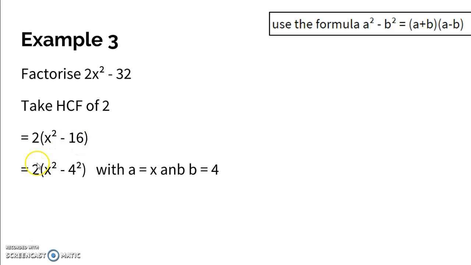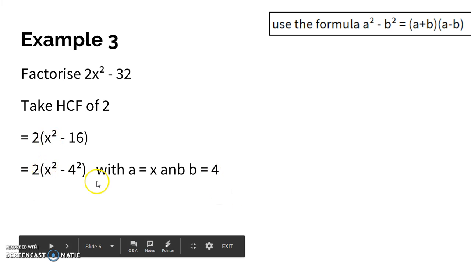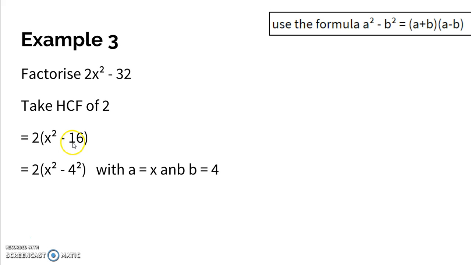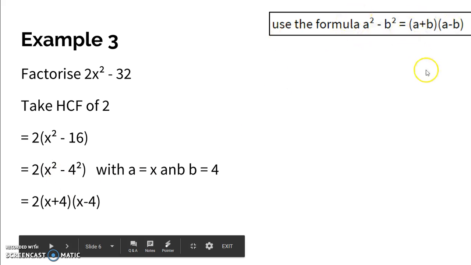In this example, we're going to have a equals x, and the b is going to be 4, because 4 squared gives you the 16 over here, and this is the difference of perfect squares. You have a square number, take away another square number. Let's bring back the formula here. You leave the 2 outside, bracket x plus 4, and then bracket x take away 4. That's when you factorize 2x squared minus 32. You get 2 bracket x plus 4 bracket x minus 4.